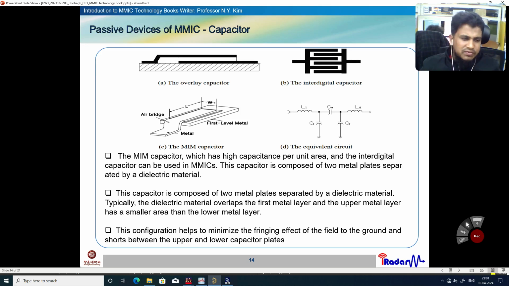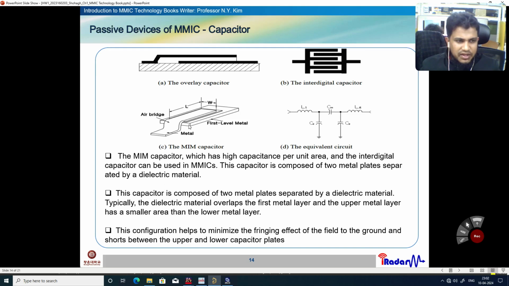Here the capacitor is an MIM, metal-insulator-metal capacitor, which has a high capacitance per unit area. An integrated capacitor can be used in MMIC. The capacitor is composed of two metal plates separated by dielectric material.